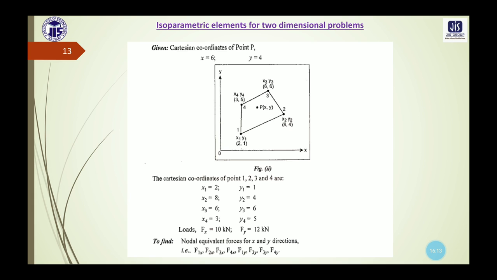So that means from these given points we can write the values of x1, x2, x3, x4 and y1, y2, y3 and y4. The loads acting here are given. Fx is 10 kN and Fy is 12 kN. Now we need to find the nodal equivalent forces for x and y directions. So that means we need to find F1x, F2x, F3x, F4x and F1y, F2y, F3y and F4y. So these are the things that we need to find in this numerical based on the values given here.